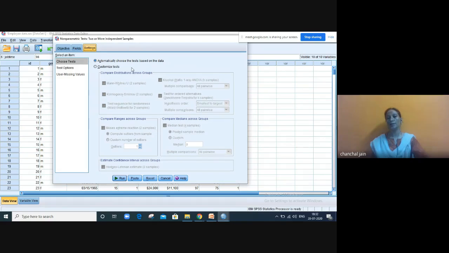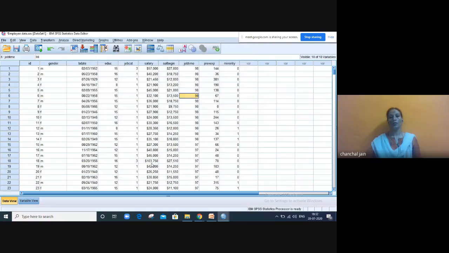SPSS can understand that you have supplied a variable, the independent variable, and that it has only two groups. And we are already in the non-parametric tests, so it will by default give you the Mann-Whitney test. But to be on the safer side, if you want to, you can go to the Customized test option and select the Mann-Whitney test here. After this, you can just click on Run to get the output. So this is the way you can calculate the Mann-Whitney test.